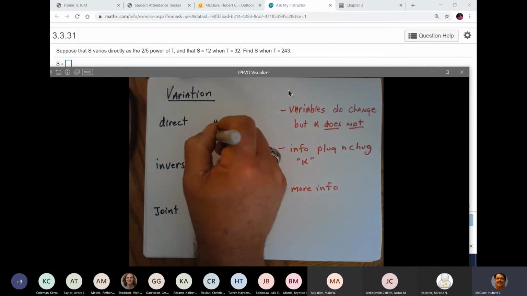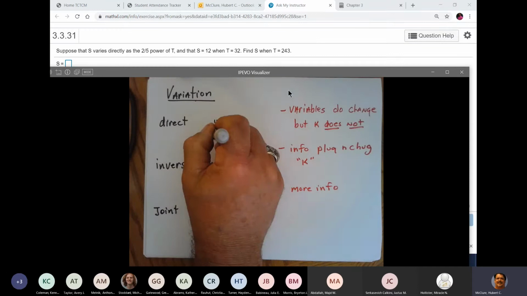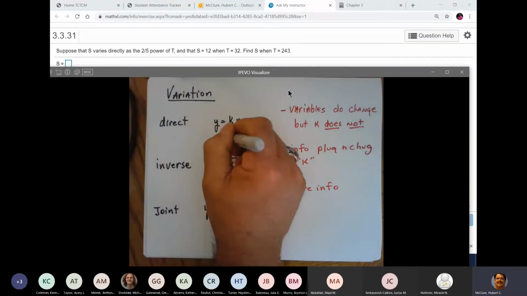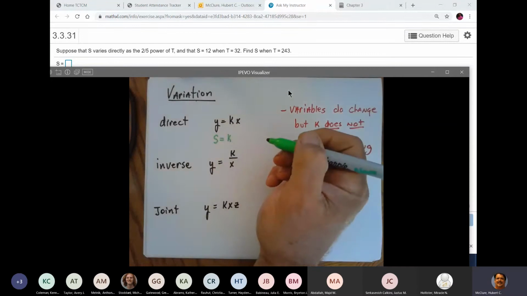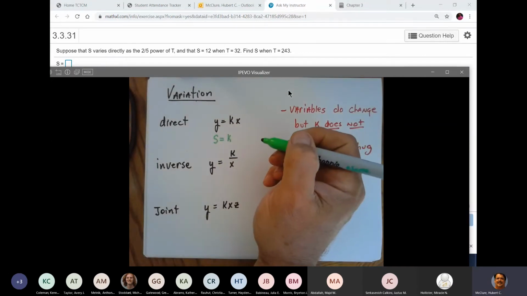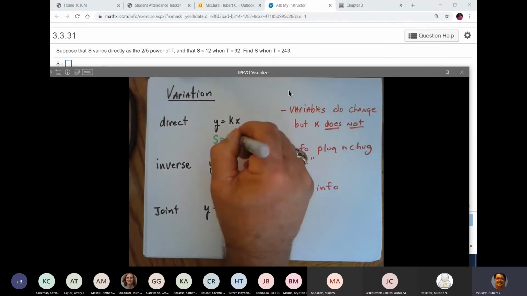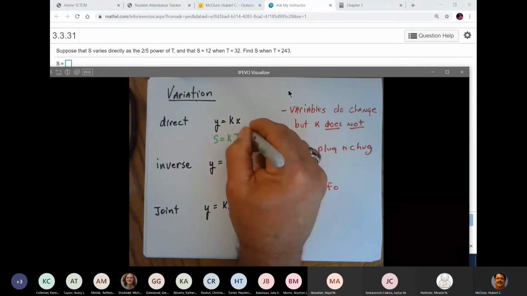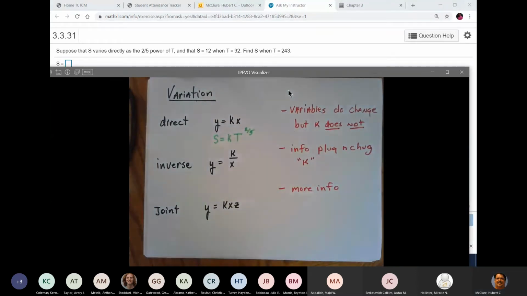Capital S goes in for Y, equals K. And what else is left? A big T, and that's going to be raised to the 2/5 power. There you go.